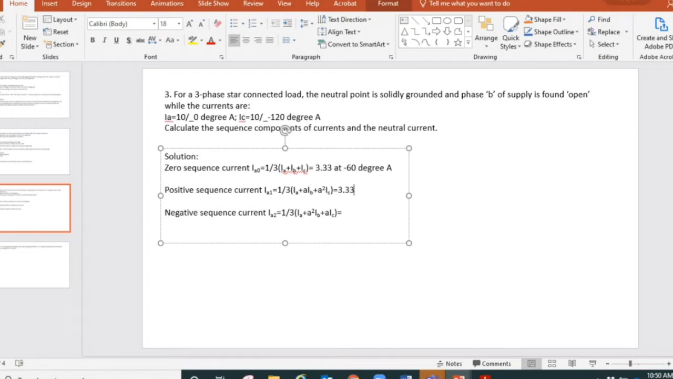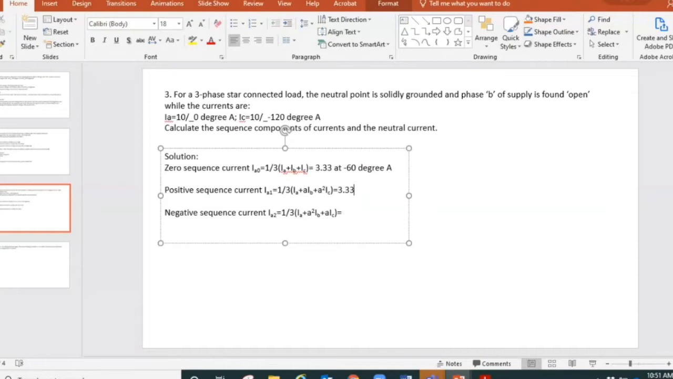It's 3.33, sir. I got 3.33 at an angle of positive 60 degrees, IA1. Yes, I also got that too. Yes, sir. Okay, let's verify it.